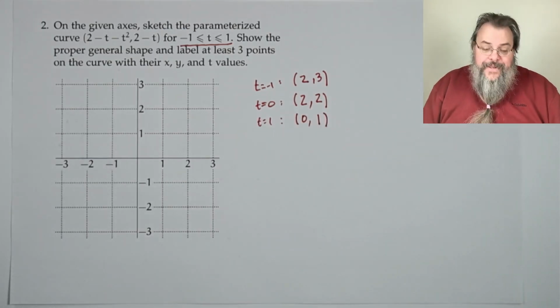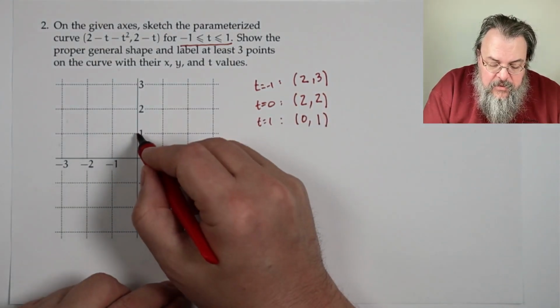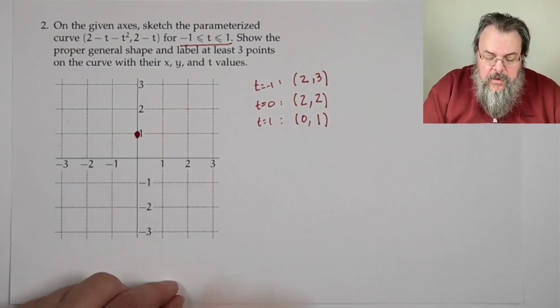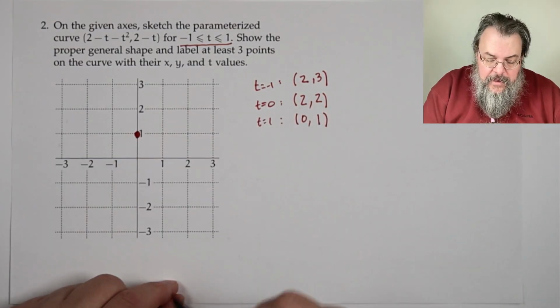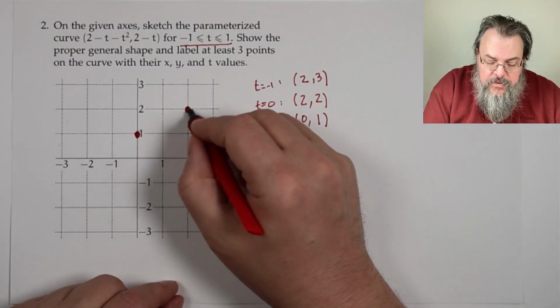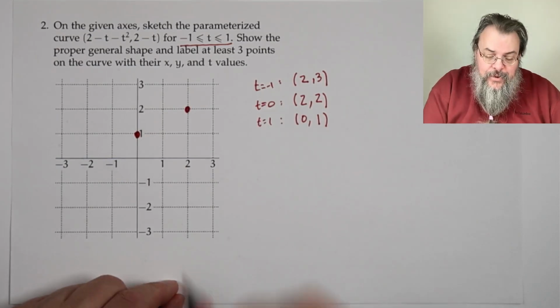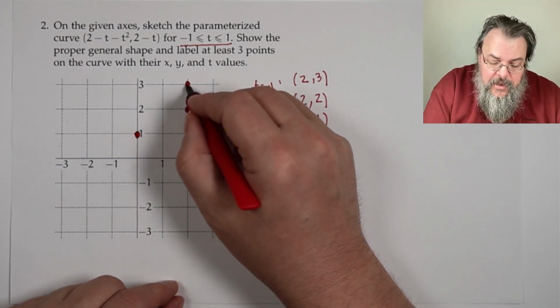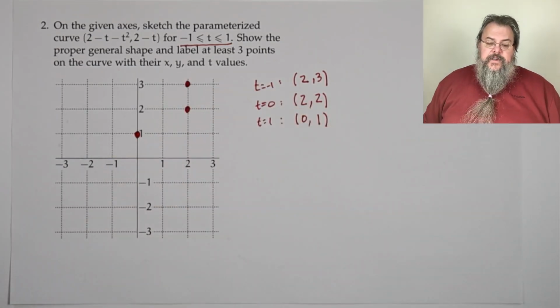Okay, so let's plot these points. So we have 0, 1, which we'll put there. We have 2, 2, which we'll put there. And we have 2, 3, which we'll put there. Okay, so there's our shape.